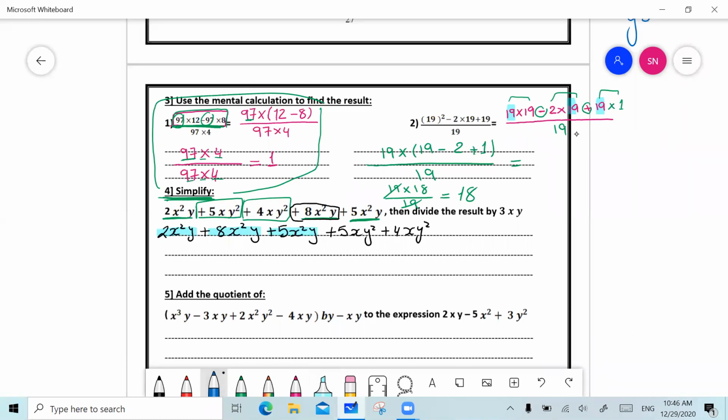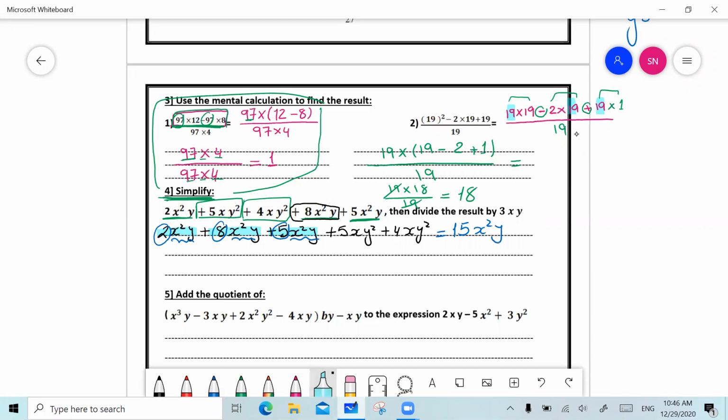When I am adding like terms, I go only and add the coefficient: 2 plus 8 plus 5. This is equal to 15. And the variable, which is x squared y, remains as it is when I am adding.